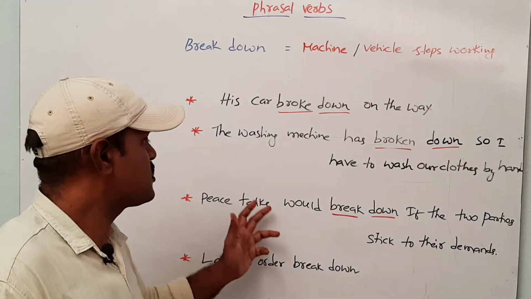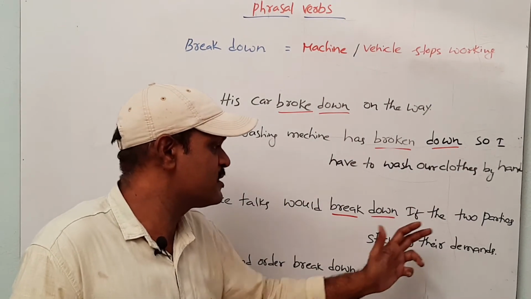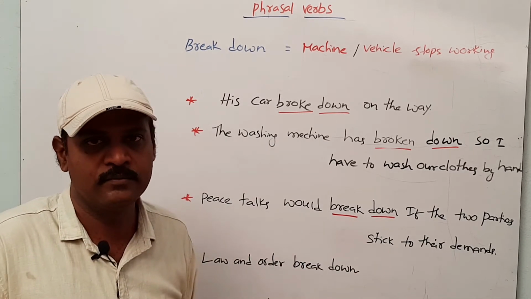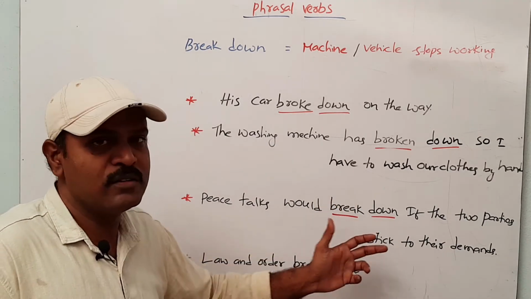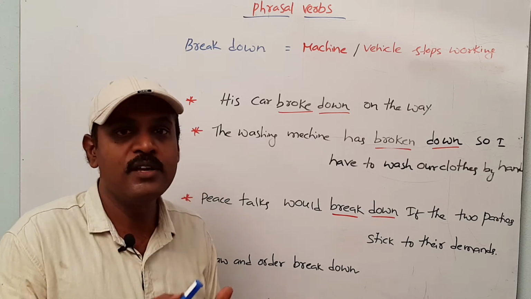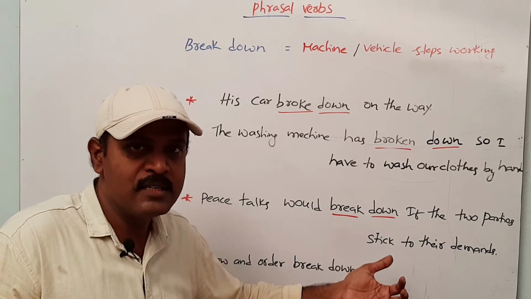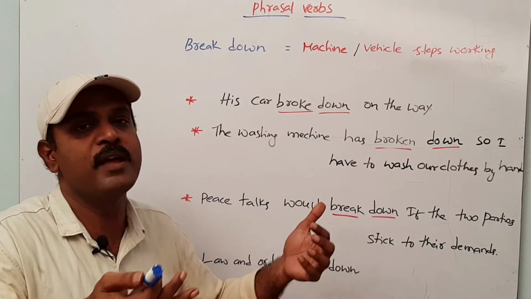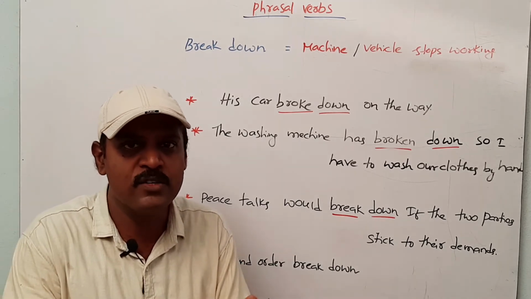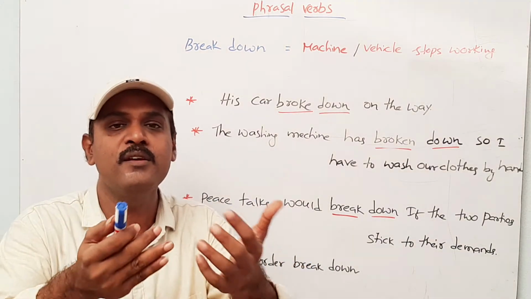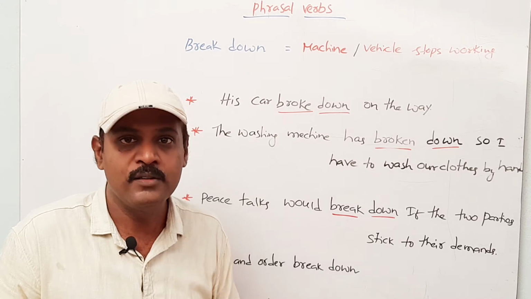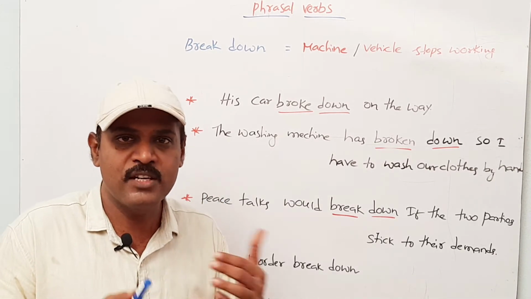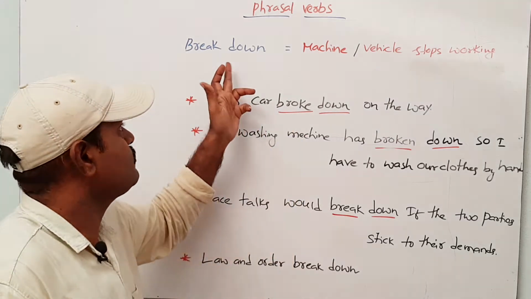Next one. Peace talks would break down if the two parties stick to their demands. Here, an if clause is used. Would break down, that means it is a future. In future, if the two parties stick to their demands, certainly the peace talks would break down. That means the peace talks would not get any fruitful result. They won't get any consensus, any agreement. In that way, we have to use breakdown.